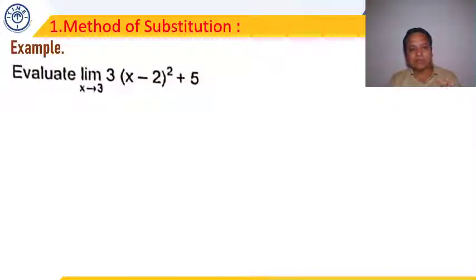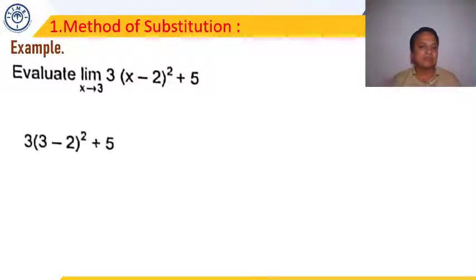Now we have to evaluate the limit. If we directly substitute x equal to 3 in this expression, we get the value of the limit, because this expression is not showing any indeterminate form mentioned before. So we simply put x equal to 3 in the expression. That's called the method of substitution.